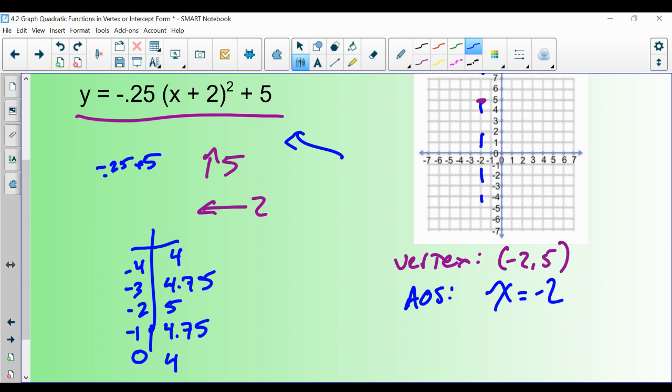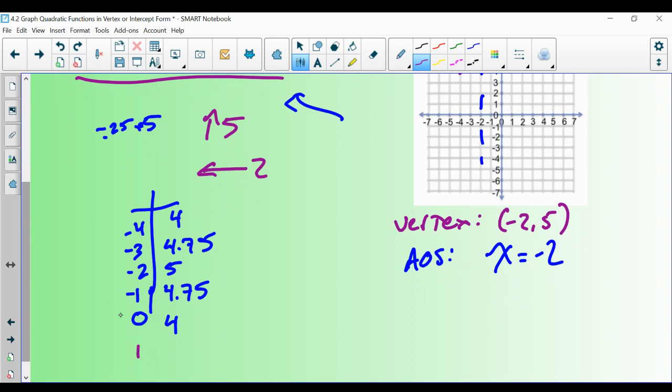I'm going to go ahead and plot these points. I don't think I'm going to be very happy with the points that I've chosen because of the type of function that this is, but we'll take a look at it. Negative 2, 5. Negative 1, 4.75. That's just really close to the vertex still, right? And then 0, 4 is here, and negative 4, 4 would also be here. I just don't have that much information about this parabola at this point, right? All the points are so close to one another.